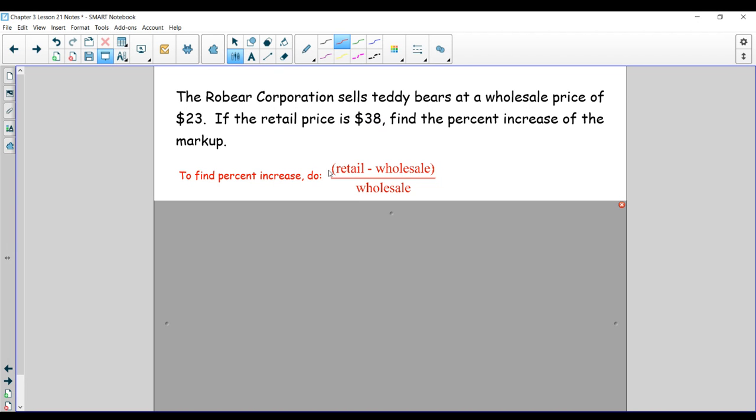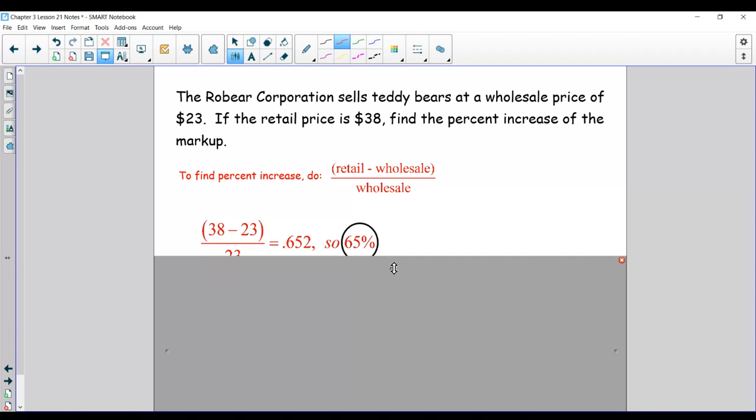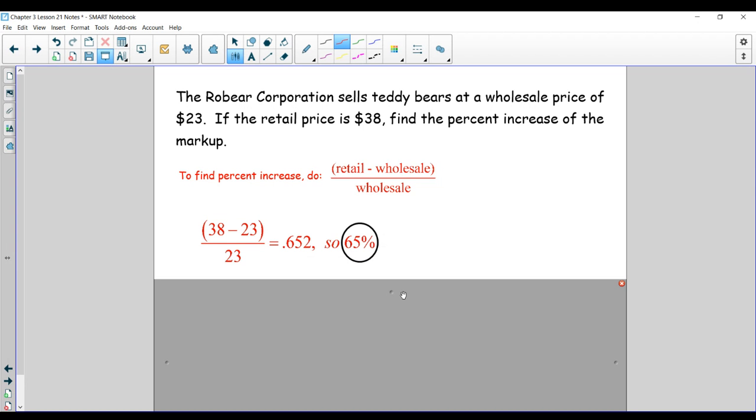So you're going to do 38 minus 23, and then you divide that by the wholesale price, which is going to be the smaller of the two numbers. So retail minus wholesale divided by wholesale. If you're going to plug that straight into the calculator, you're going to want to put parentheses around your numerator. On this one, you do 38 minus 23 divided by 23. Now, you could do 38 minus 23 in your head and do just 15 divided by 23. But if you type it into your calculator, make sure you put parentheses around that numerator.